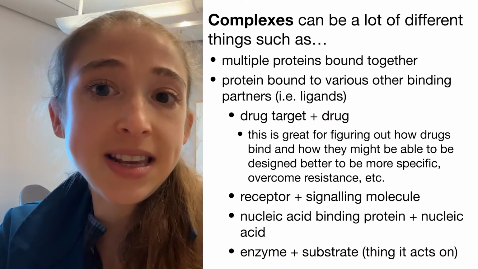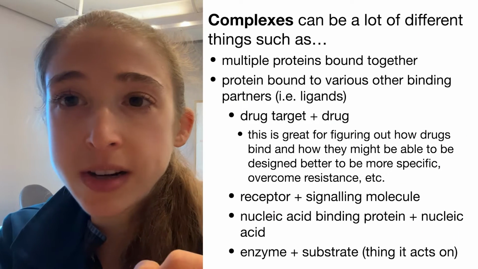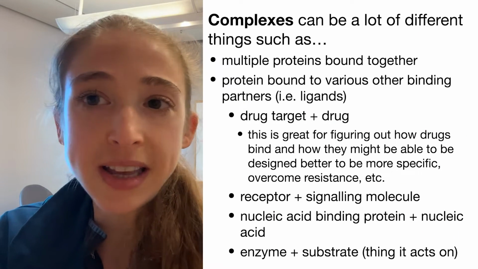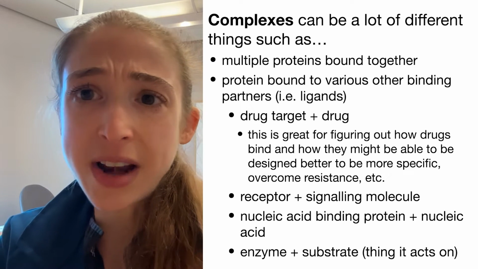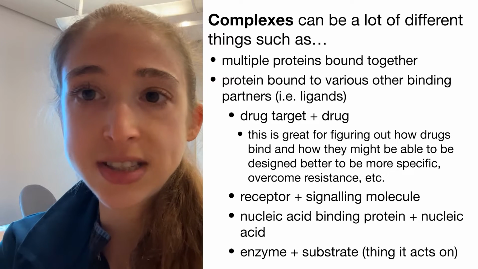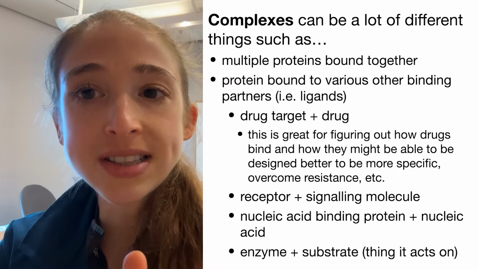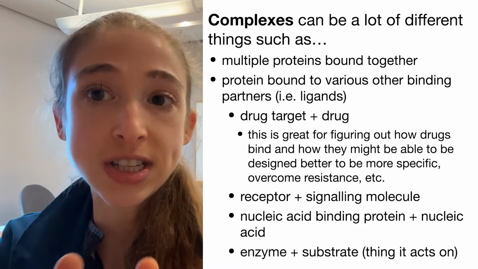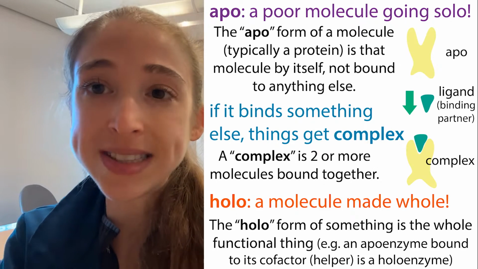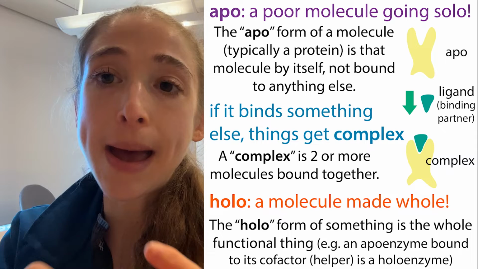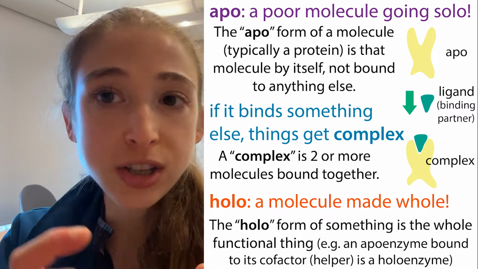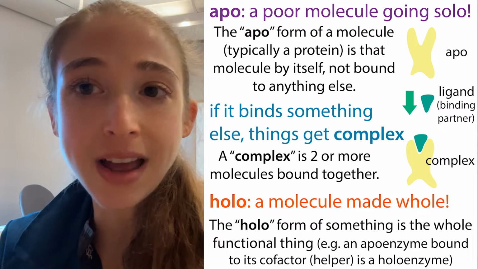Then you might just want to see how proteins are interacting with one another, how they're interacting with nucleic acids, so DNA and RNA, how they're interacting with lipids. You might want to see how an enzyme is interacting with a substrate, so the thing that it modifies. There's lots and lots of reasons that you wouldn't want to just look at a molecule by itself, so its apo form, but you would actually want to look at a complex, so that protein or whatever molecule you're looking at bound to another binding partner.